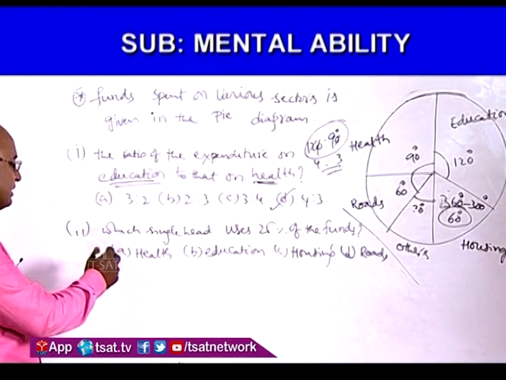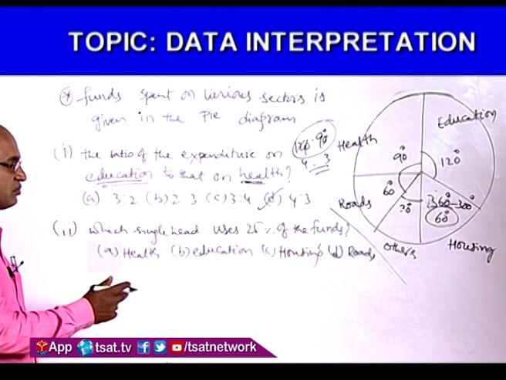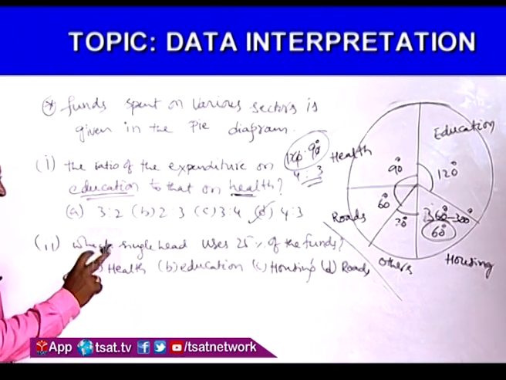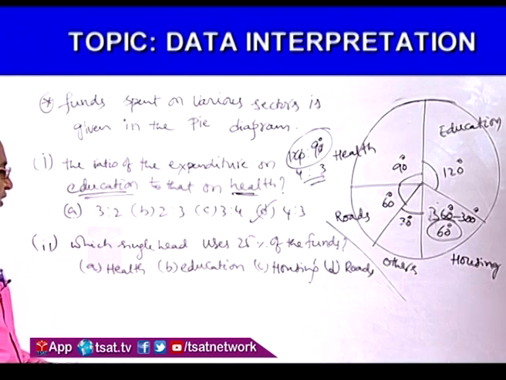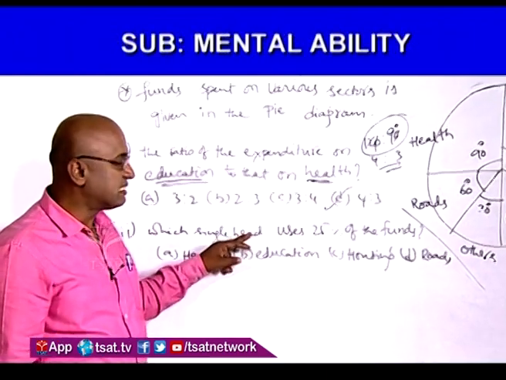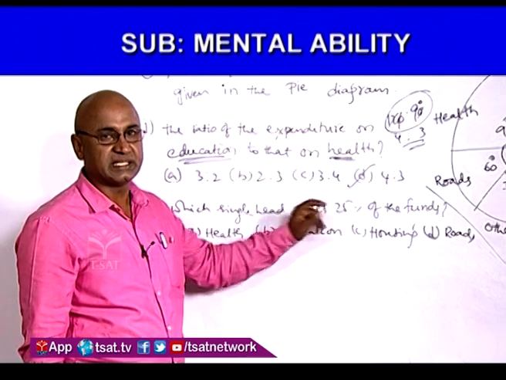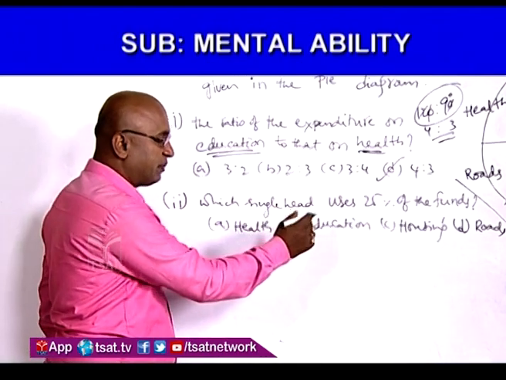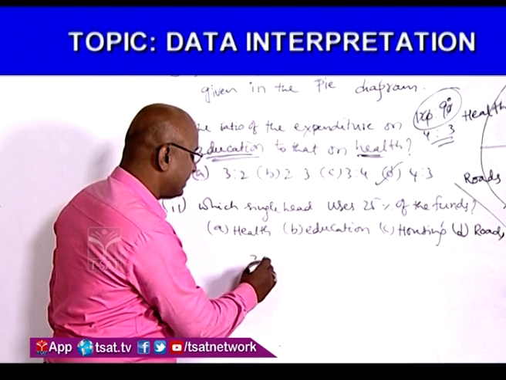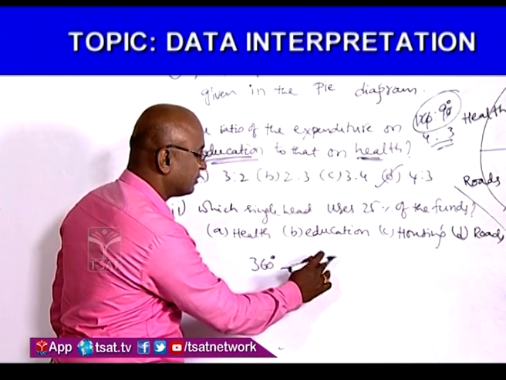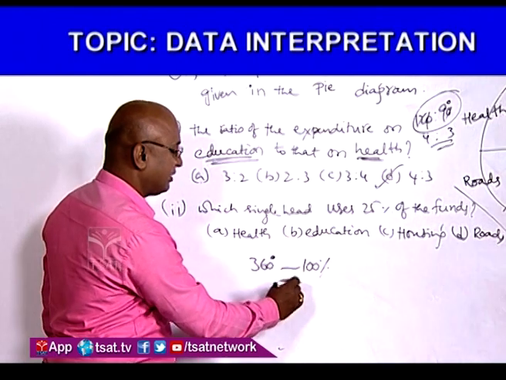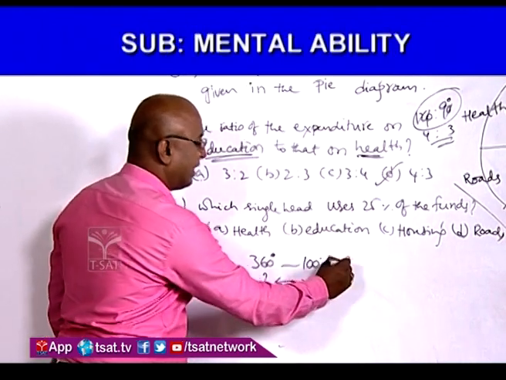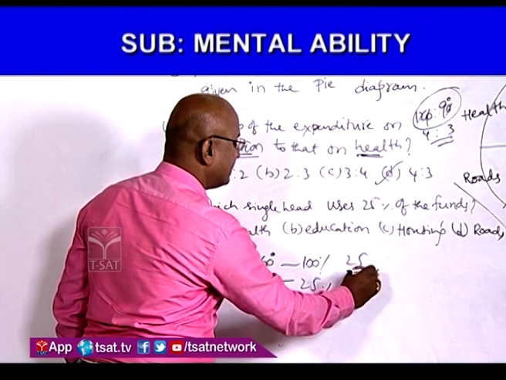The next question is like this. Which single head uses 25% of the funds? Health, education, housing, roads. Out of that 100% of funds, 25% is how much? For which sector has it been allocated? 25% means what? 360 degrees is equal to 100%. Then 25% how much? 25 by 100 into 360.